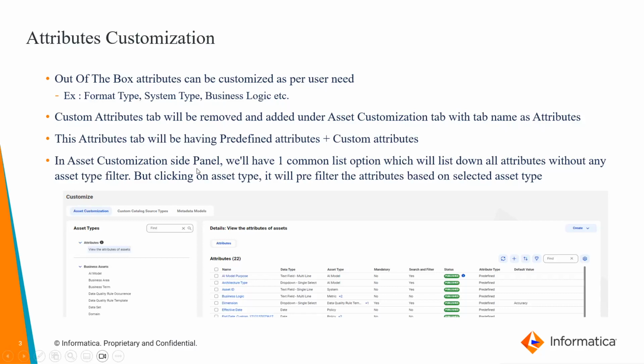In the asset customization pane, we will have one common list option that will list all the attributes without any asset type filter. And when we click on these asset types, for example business area, business term, then it will filter those attributes based on the selected asset type.